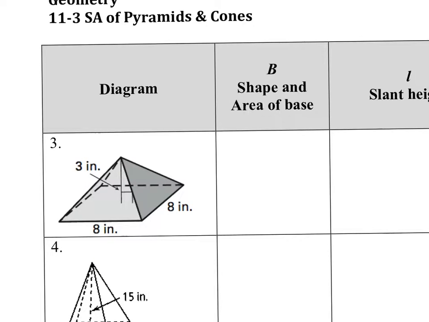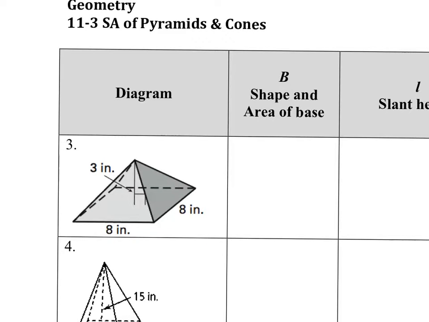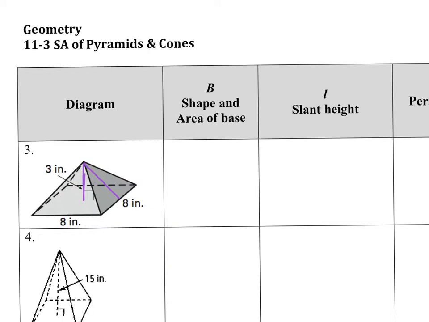The difference between this one and the previous ones is that we are given the height, but not the lateral, I keep saying lateral, not the slant height. So I actually need to take a moment to calculate that when I get to it. So I'm going to start my process exactly the same way here. The shape of the base is a square. And I'm going to say B is equal to 8 squared, so 64 square inches. Now the slant height in this case, I'm going to take a moment just to sketch the reference triangle so that I know what to do.